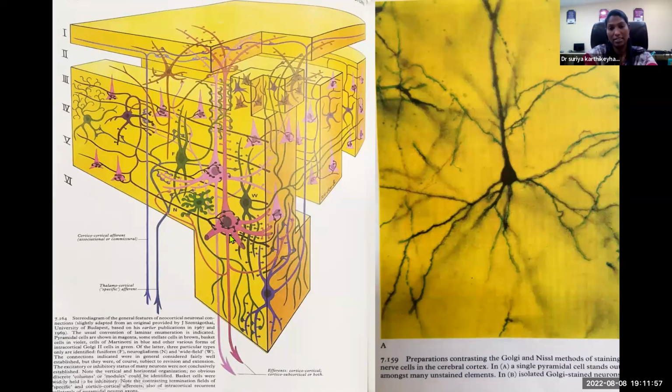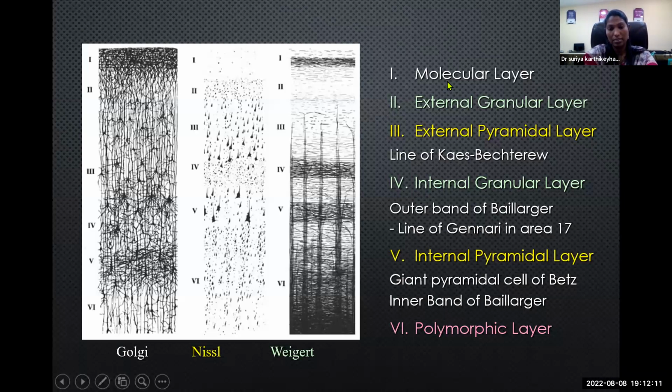These are the histological cells. We can see them only under the microanatomy, only under a microscope can we see all the cells. This is the pyramidal cell, which has all the axons and dendrites. This is the cell body. Again, this is 6 layers.